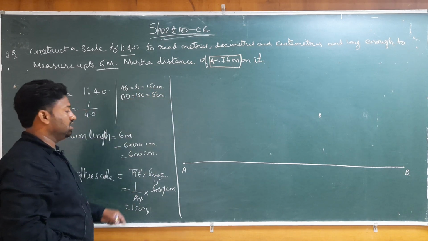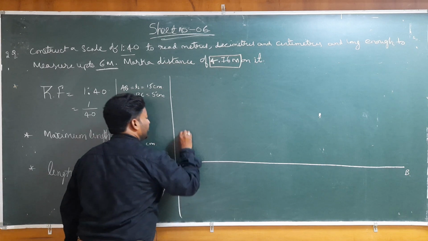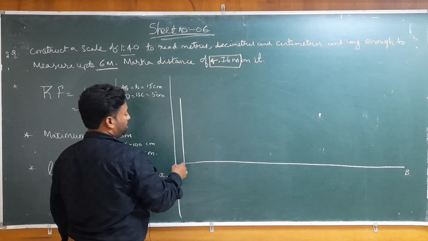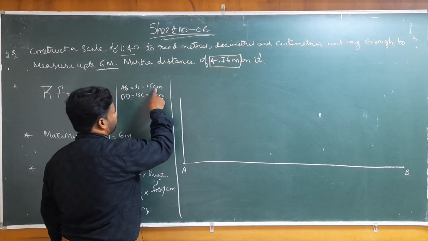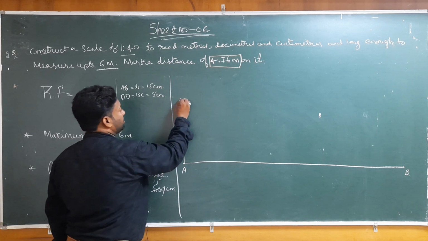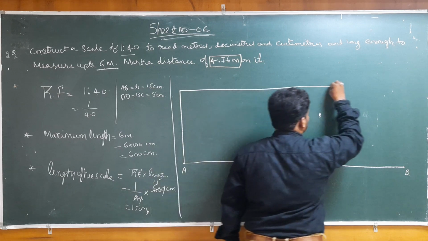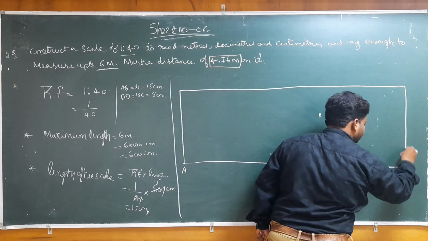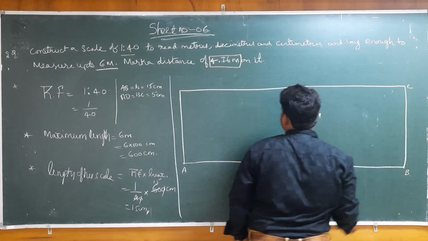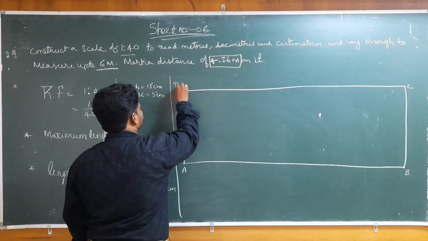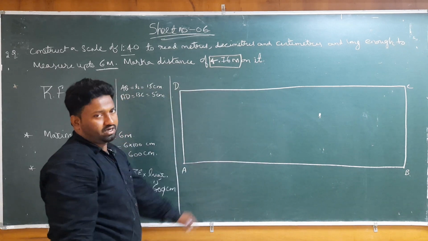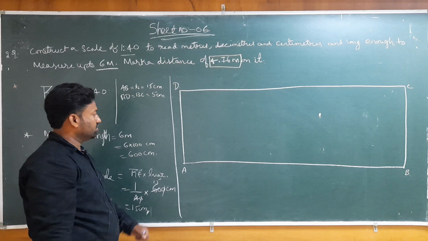In the diagonal scale, we have to take the width, that is, we are drawing a rectangle. LS is 15 and the width is 5 centimeters. So I am taking this as 5 centimeters. Now we draw a rectangle like this and label it A, B, C and D. This is the required rectangle for the diagram.